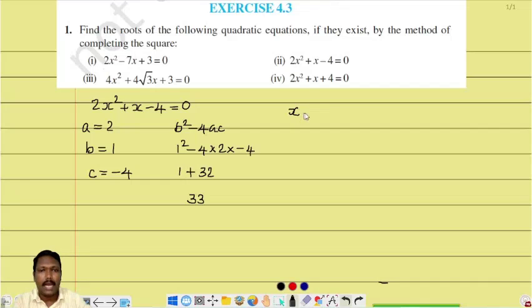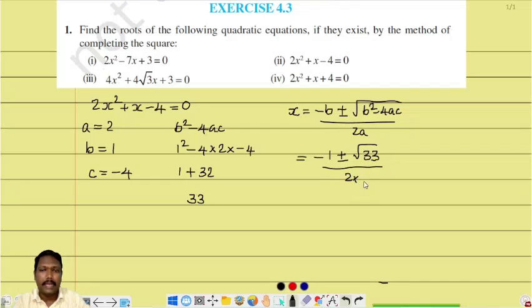So we can write the formula: x is equal to minus b plus or minus root of b squared minus 4ac, all divided by 2a. That is equal to minus b, what is b? It is 1. So minus 1 plus or minus root of 33, all divided by 2 into a. What is a? A is equal to 2.